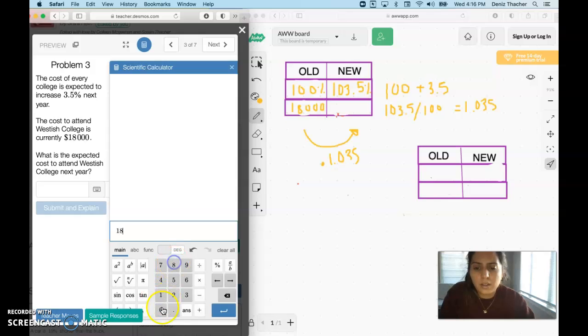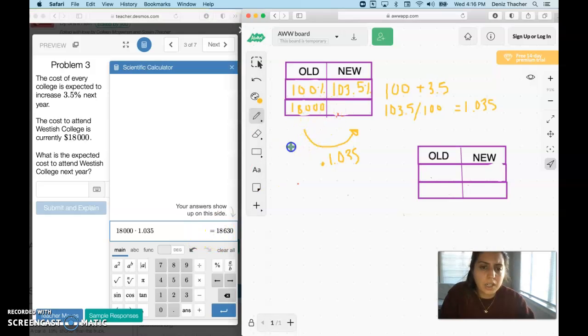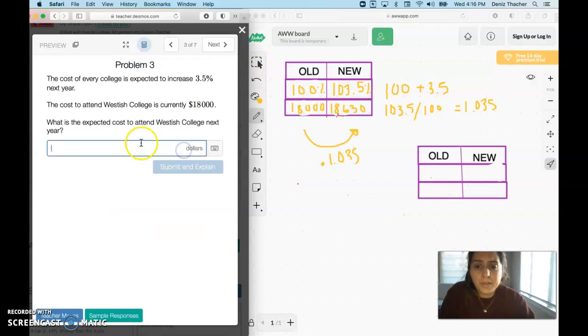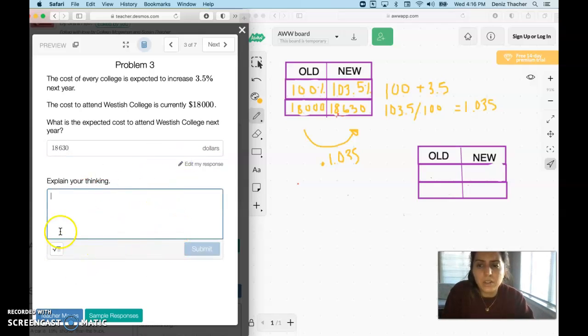So again, feel free to use a calculator if you'd like. Multiply that by the COP. And that's going to give you $18,630. So the new cost next year is going to be $630 more. For some problems, you're not only going to have to put in the answer to the question that they're asking, but you also may need to submit an explanation. So make sure that you know how to explain your work. So using a diagram like this and explaining that may be helpful for you to earn more points.